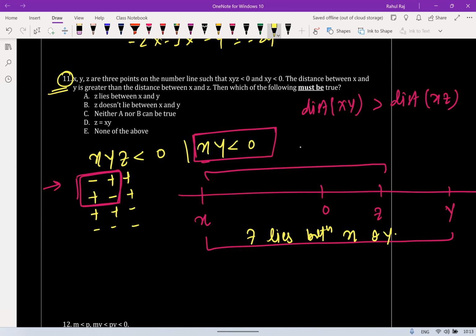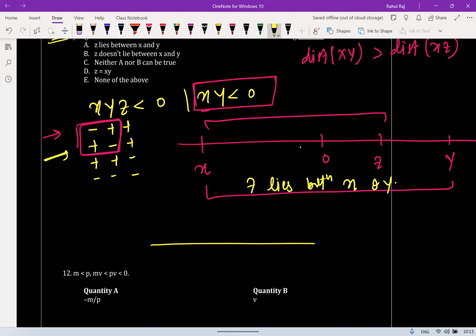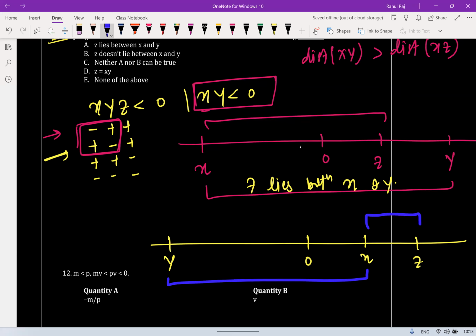Agreed? Now imagine I take the second case, where I'll put x positive. That is 0, x is positive, y is negative, and z is also positive. So can I say here the distance between x and y is greater than the distance between x and z? Yes. But I can say z does not lie between x and y. Technically, you've drawn y far away, yes, because I just have to create a condition.